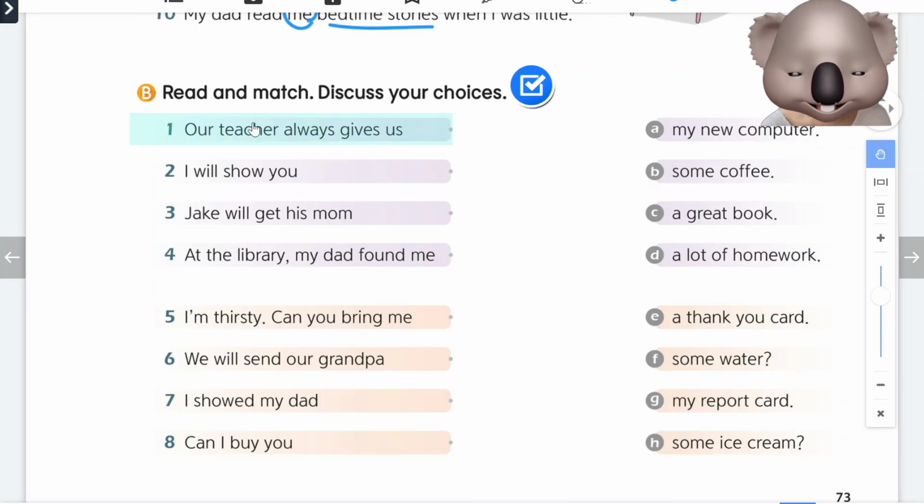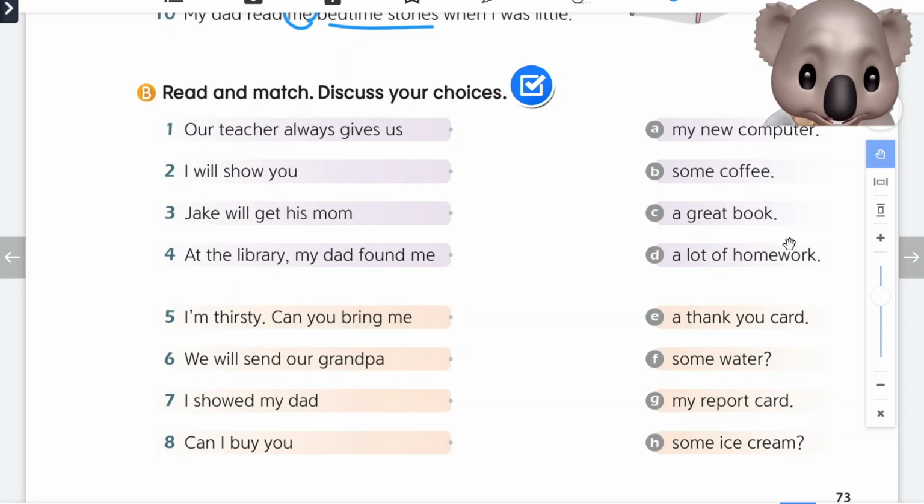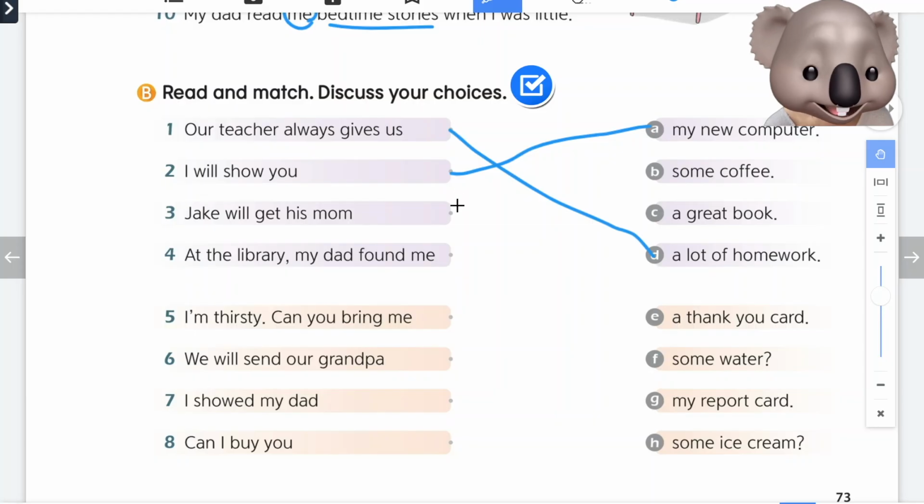In part B, we need to read and match and discuss your choices. Number 1, our teacher always gives us my new computer, some coffee. Huh? Coffee? A great book or a lot of homework. 복습하기 위해서 a lot of homework. Number 2, I will show you 나의 새로운 컴퓨터. My new computer. Number 3, Jake will get his mom. 엄마들은 커피를 마시잖아. Some coffee. At the library, my dad found me 좋은 책.